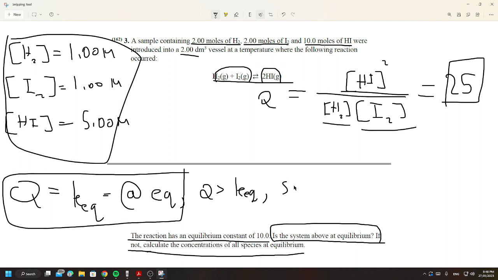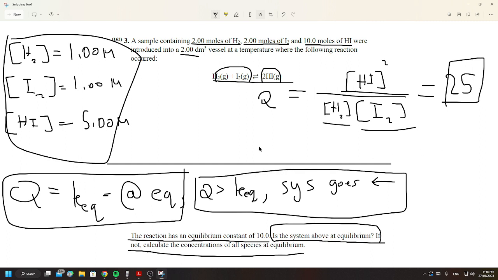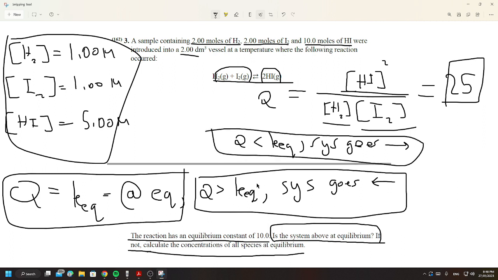So the system goes left, and if Q is less than K equilibrium, then the system goes to the right. Yeah. So in this case, our Q value is bigger than our K equilibrium value, right? Our 25 is bigger than our 10. 25 is, yeah, obviously bigger than 10.